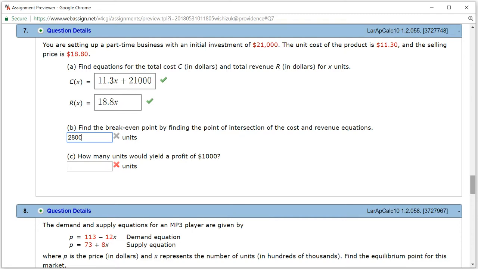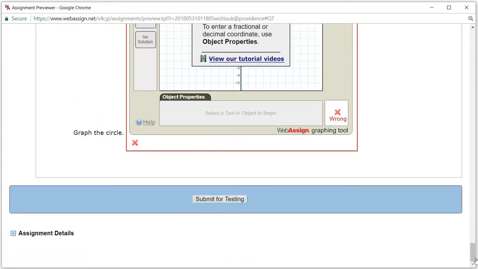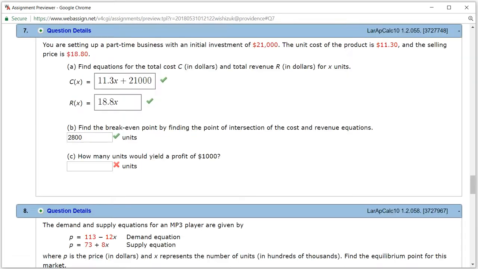Let's submit for testing. It came back and looks like we got part B correctly. So let's do part C. How many units would yield a profit of $1,000?